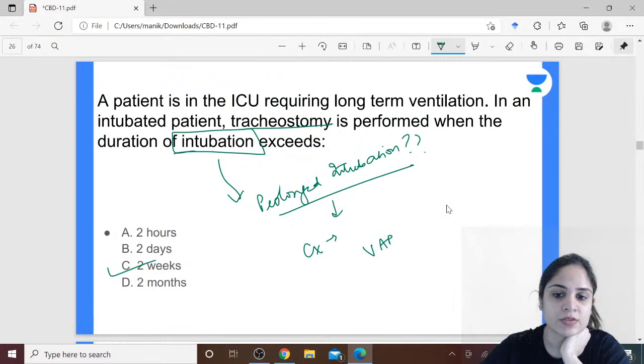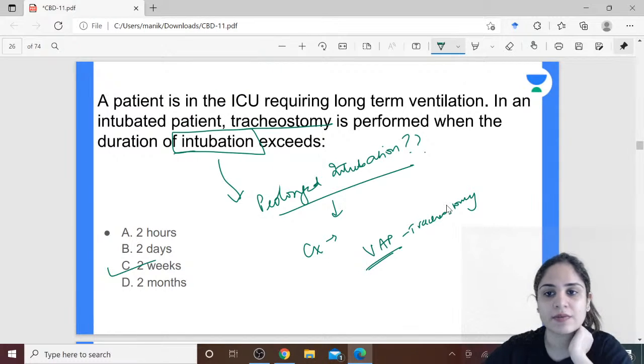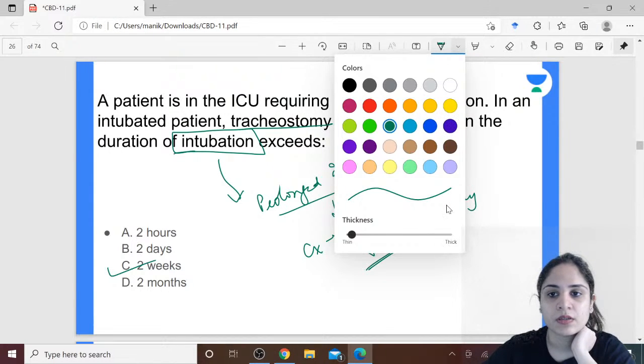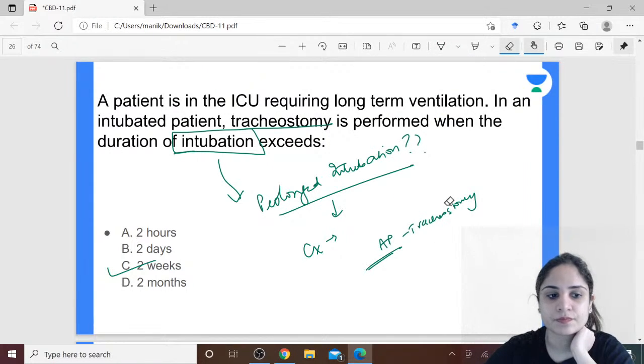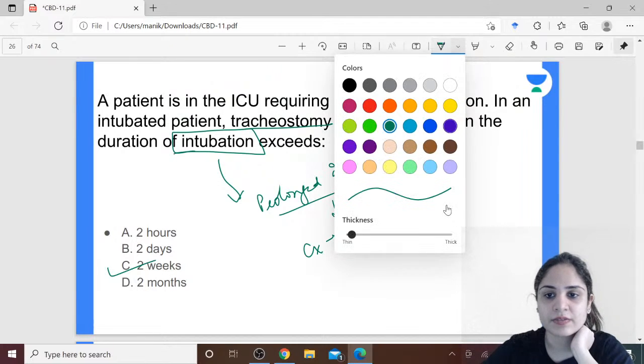One is ventilator associated pneumonia, but that can happen with tracheostomy also. Remember, just prolonged ventilation can cause both of them. But what is the specific complication that I will see with a tube? Any idea? I'll draw it for you guys over here. No, not infection. Infection can occur with tracheostomy also.